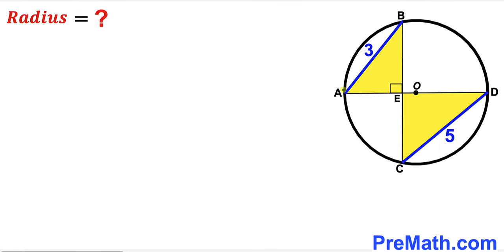This hypotenuse is the chord AB, and this other hypotenuse CD is our other chord. Moreover, the length of chord AB is 3 units, whereas the length of chord CD is 5 units. Now our task is to calculate the radius of this circle.